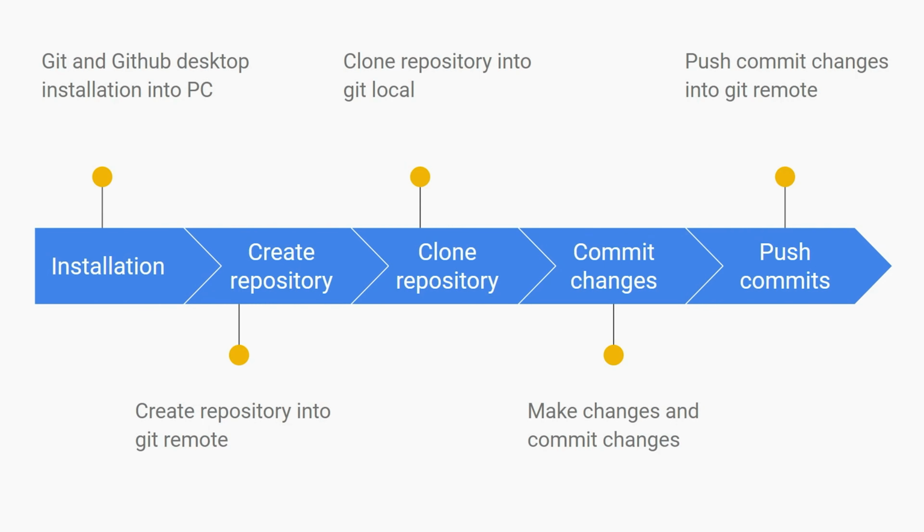Let's see the procedure of the working pipeline of GitHub and Unity. Firstly, we will have to install the GitHub desktop application and Git CLI onto our computer so that we can collaborate with GitHub and Unity. Then we have to create a Git repository on the Git remote server, and then we have to clone that repository into our local Git repository. Then if we make any changes to our project, we will learn to commit the changes and how to push those to the Git remote server.